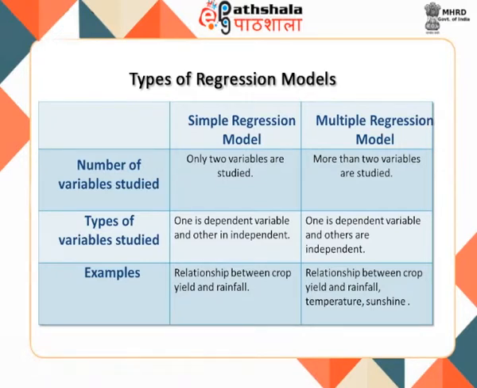In simple regression, only two variables are involved, whereas more than two variables are involved in multiple regression model. In simple regression model, we study the relationship between one dependent and one independent variable. For example, the relationship between crop yield and rainfall. In multiple regression model, one variable is dependent and others are independent. For example, the relationship between crop yield and rainfall, temperature, sunshine, etc.